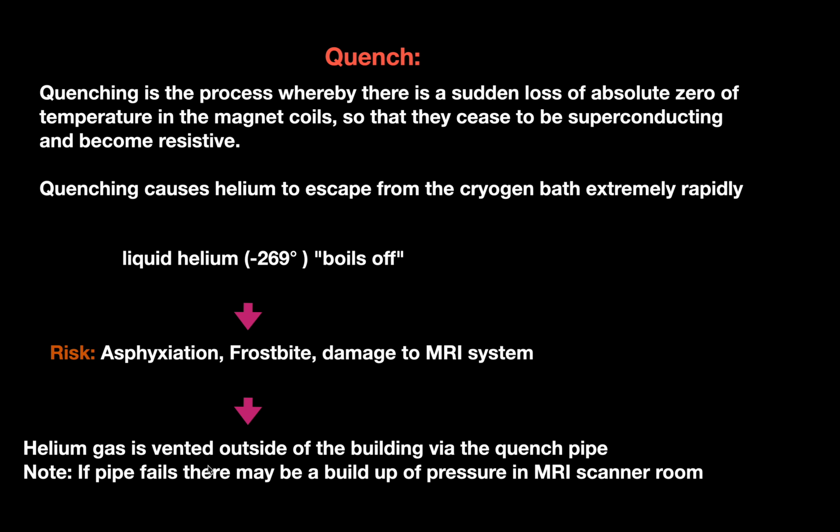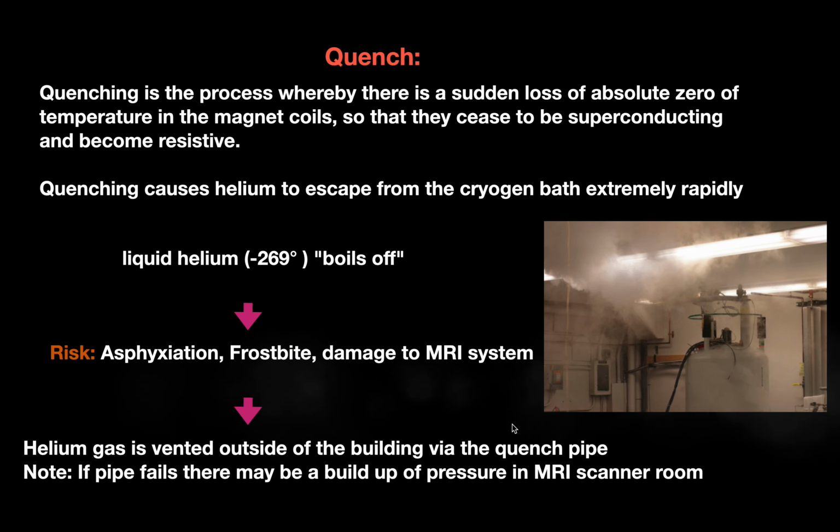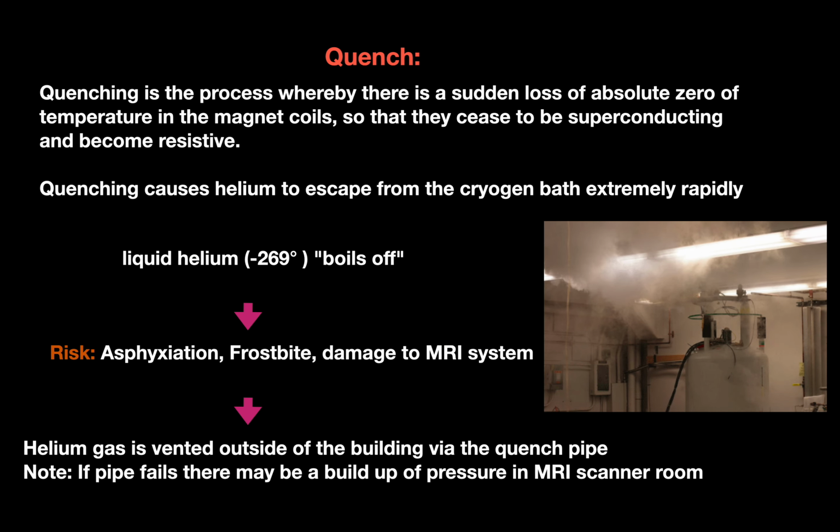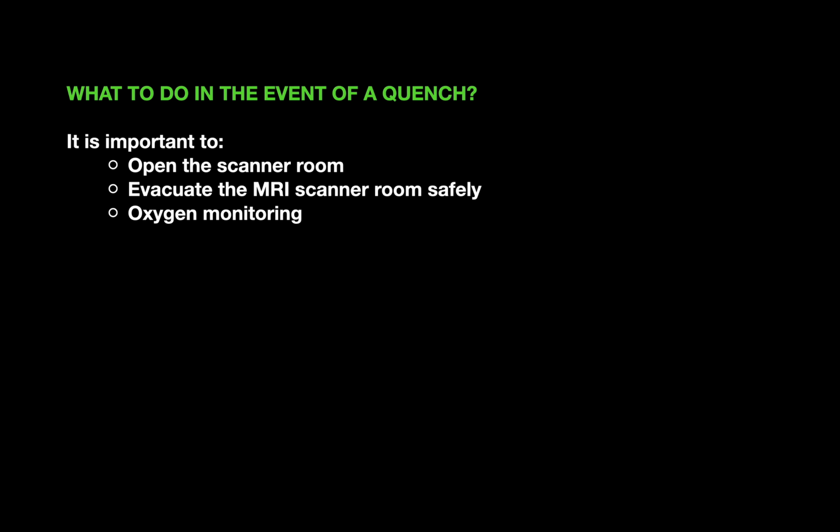Helium gas is vented outside of the building via the quench pipe. If we press the button, it will vent out. If the pipe fails, there may be a build-up of pressure in the MRI scanner room. So what to do in such an event? Open the scanner room, evacuate the MRI scanner room safely, and do oxygen monitoring. So this is quenching.